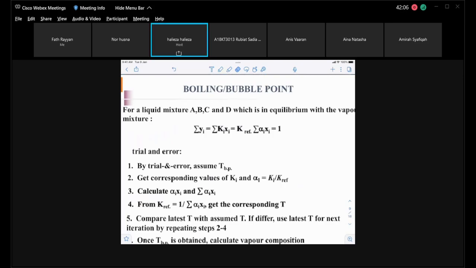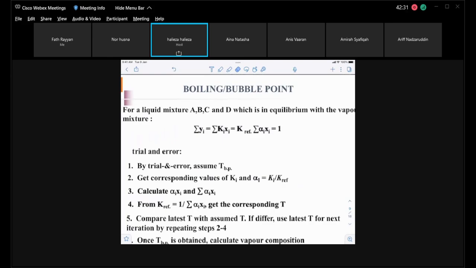How to do it is by trial and error. Unfortunately, why is it by trial and error? Because you have many components, and most of the time only the light key and the heavy key are already set. How many percent will be in the top product? How many percent will be in the bottom product? How many percent will be in the distillate? How many percent will be in the bottom product?